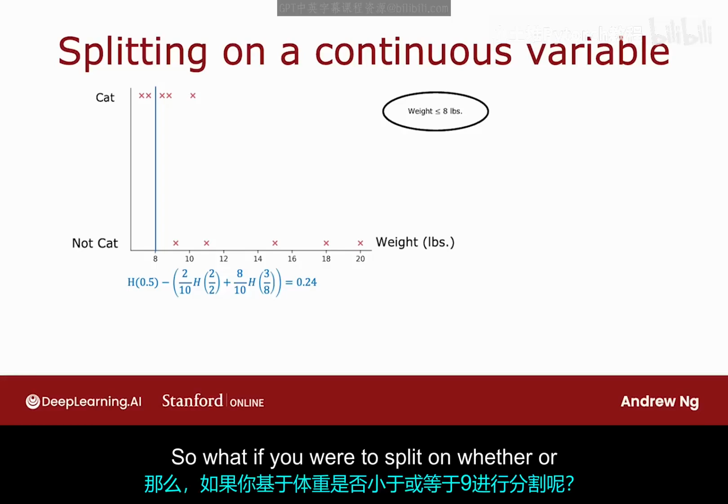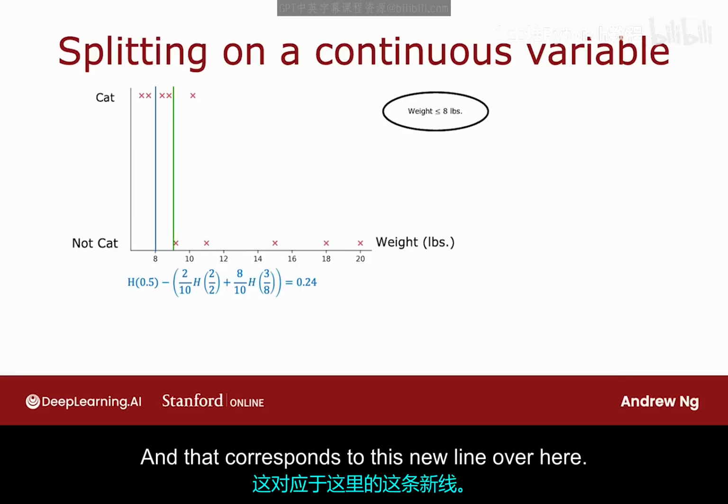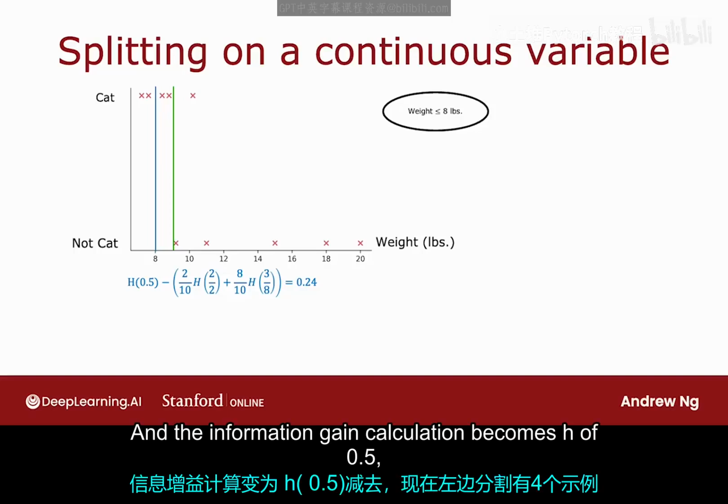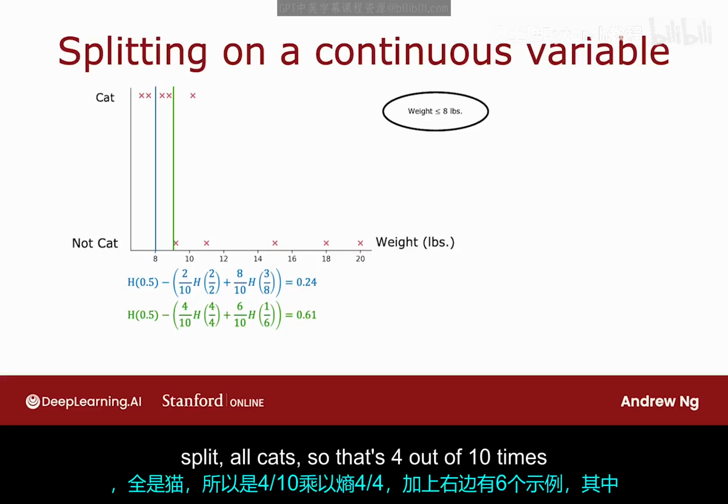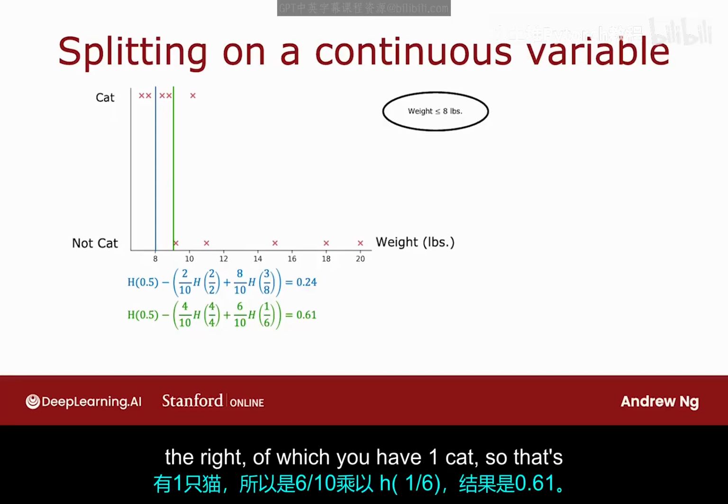So what if you were to split on whether or not the weight is less than or equal to 9? And that corresponds to this new line over here. And the information gain calculation becomes H of 0.5 minus, so now we have 4 examples in the left split, all cats. So that's 4 out of 10 times entropy of 4 out of 4, plus 6 examples on the right, of which you have 1 cat. So that's 6/10 times H of 1/6, which is equal to, it turns out, 0.61.